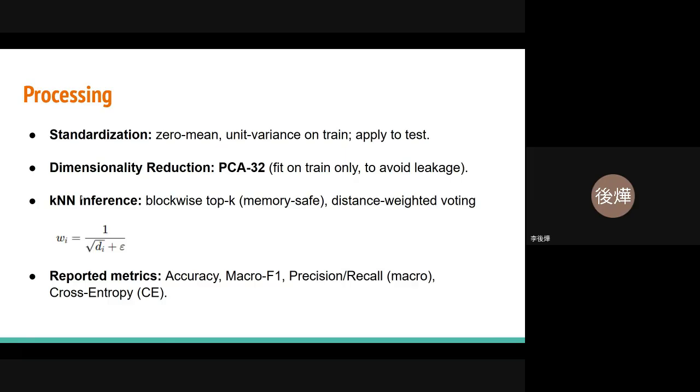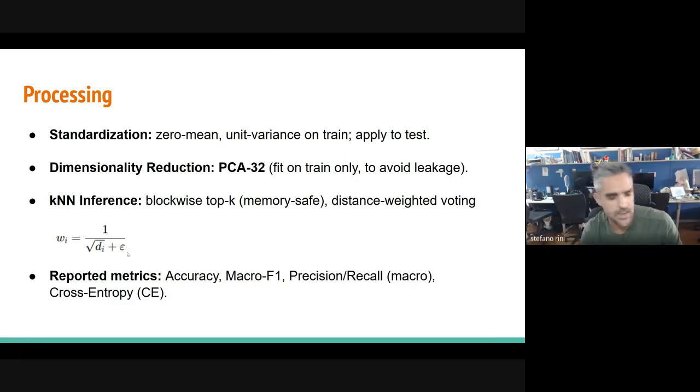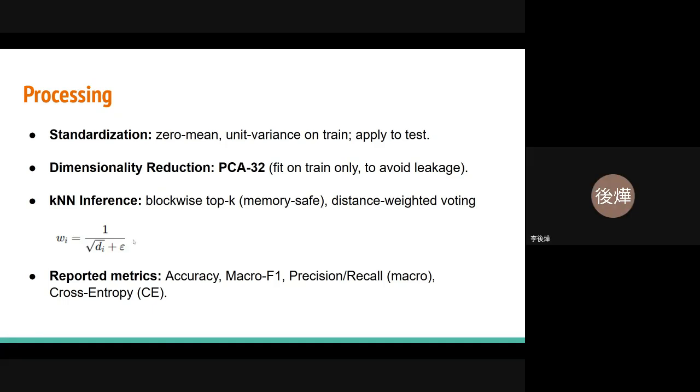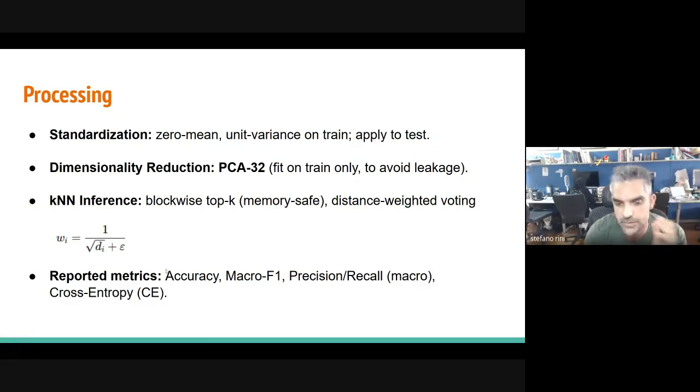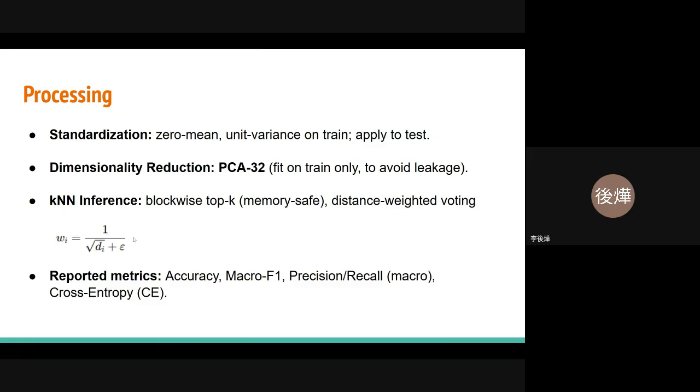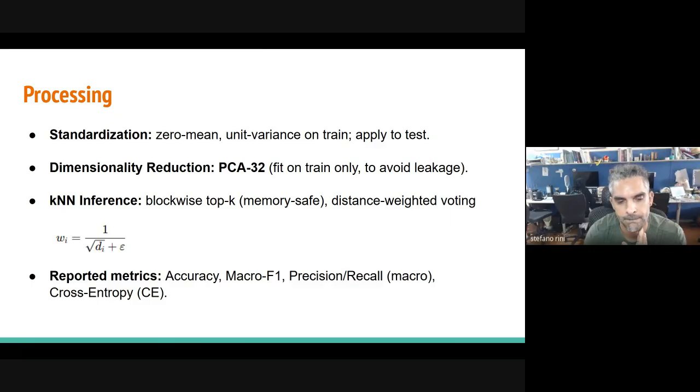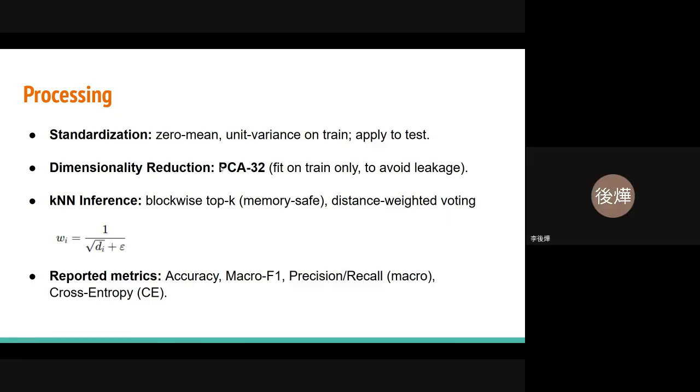Question. On the dimensionality reduction, you have some continuous features and some categorical features, right? How did you deal with that when you do PCA? Oh, that part, I don't know too much about that. Maybe my group member will tell you more, but maybe not, because we are using AI to do that part.